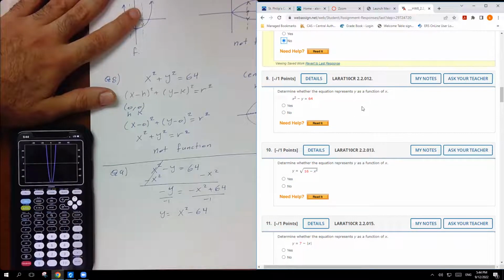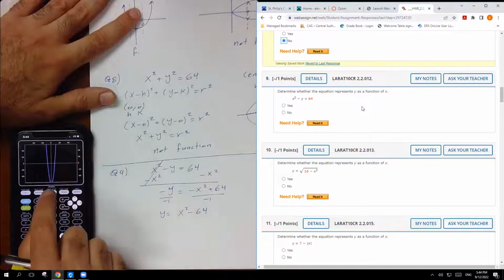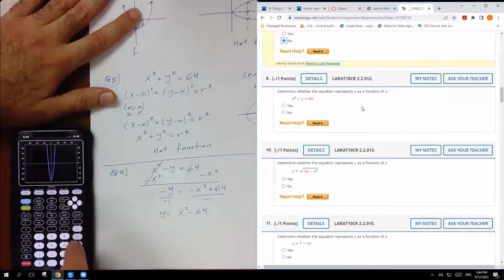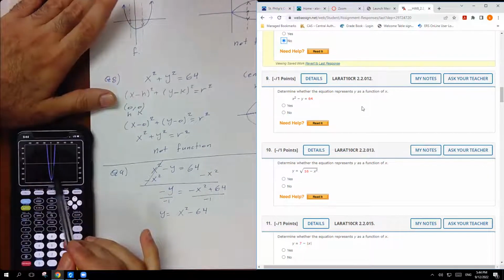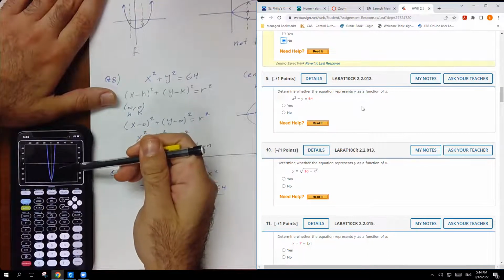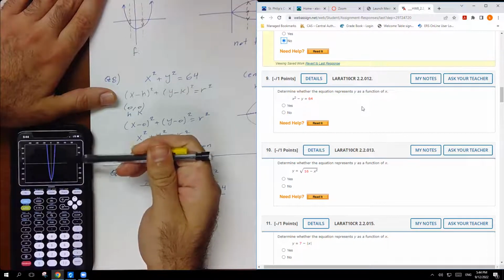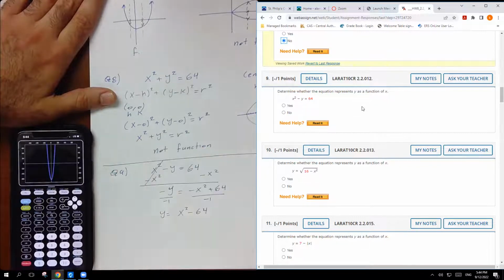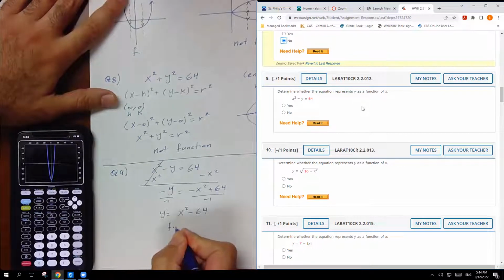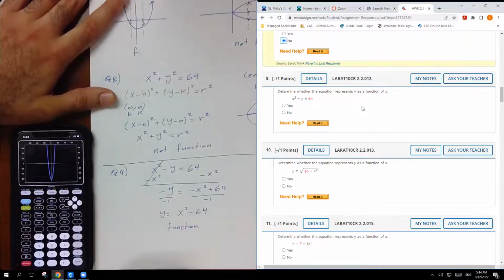So if you hit the graph, now check this graph. Zoom out. This graph is exactly like this one. If you apply the vertical line test at any point, you will find out that each x goes to 1 y. Each x goes to 1 y. In this case, this graph is a function, because each x goes to 1 y.